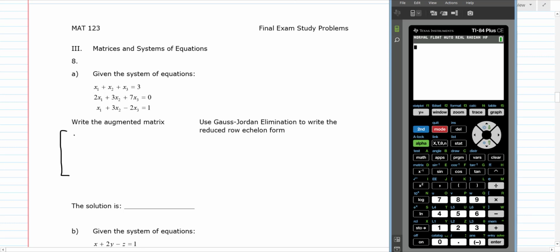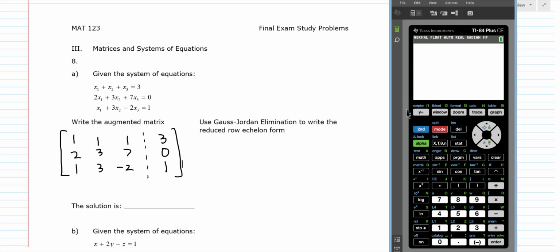The first row would be 1, 1, 1, usually with a dashed line, equal to 3. The second is 2, 3, 7, 0. The third is 1, 3, -2, 1. That's all you have to write down for the augmented matrix.